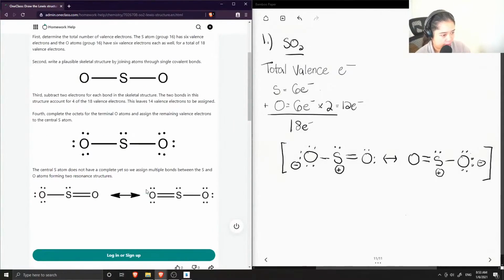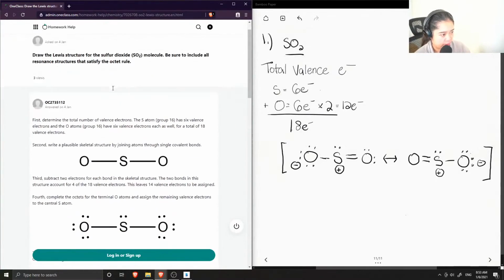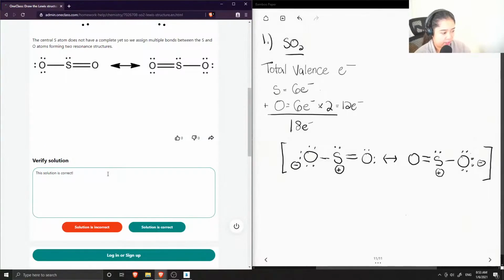Not sure if the question asked to add formal charges, but I'll just add that. For the resonance structures, the sulfur atom will have a positive charge and the single bonded oxygen will have a negative charge.